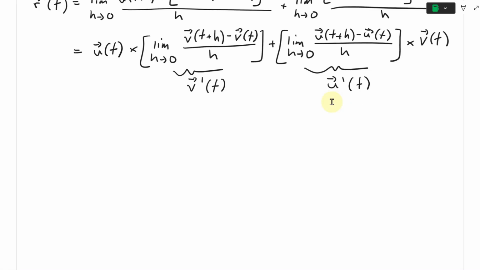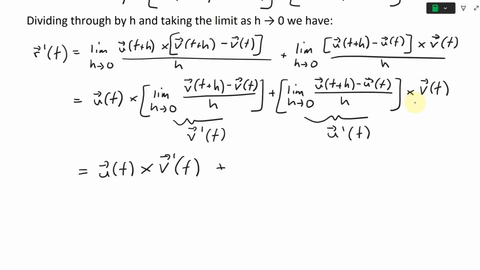So then this equals, well, look what we have. We get u of t cross v prime of t, and then plus u prime of t. It doesn't matter which order in terms of the addition. And then cross v of t. So there it is.